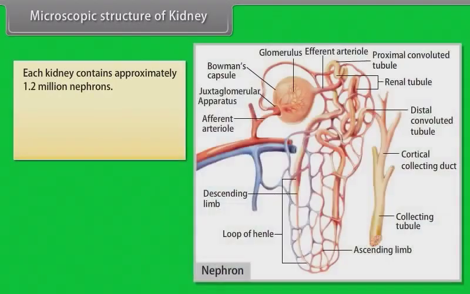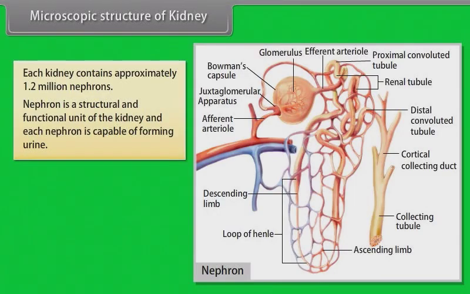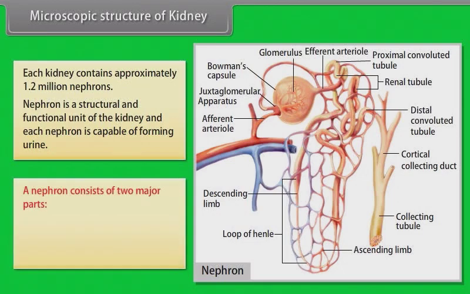Microscopic structure of kidney. Each kidney contains approximately 1.2 million nephrons. The nephron is a structural and functional unit of the kidney, and each nephron is capable of forming urine. A nephron consists of two major parts: the renal corpuscle and the renal tubule.